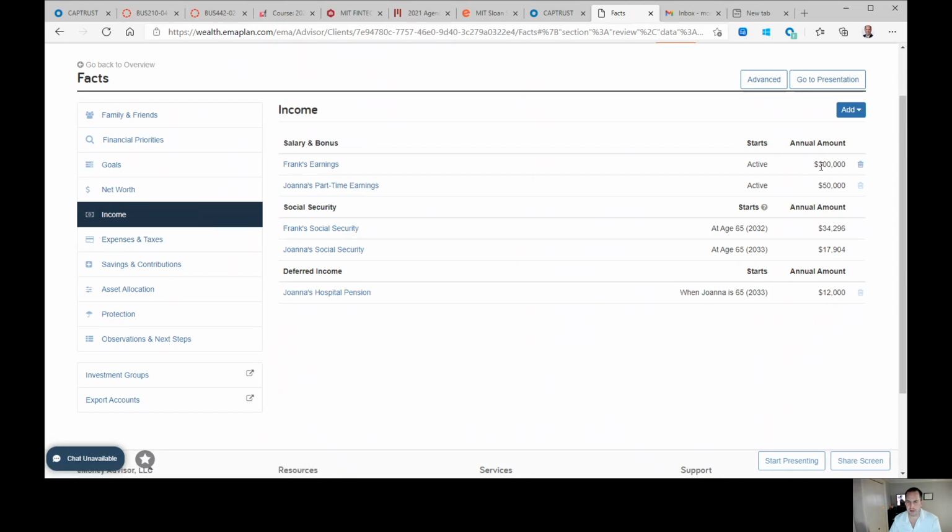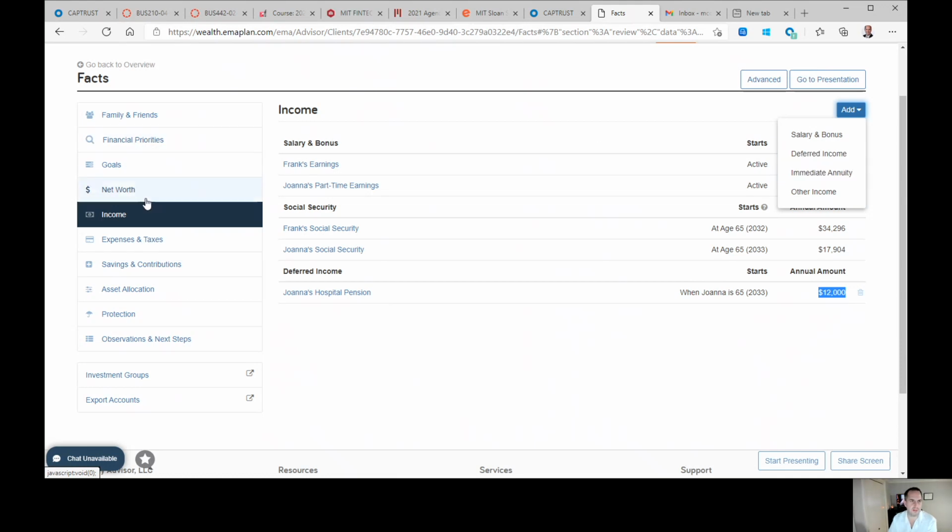Income, $300,000 a year right now, Frank's earning. And the wife is earning $50,000 a year part-time. We also see their Social Security, which is money we have them pegged at getting at 65. And then we see a pension fund, a pension, where he'll get $12,000 a year. And that can also be added here as other income, right? Deferred income, or immediate annuity.